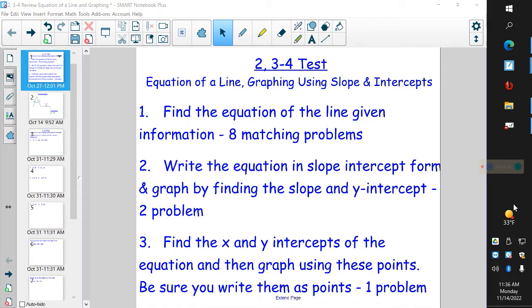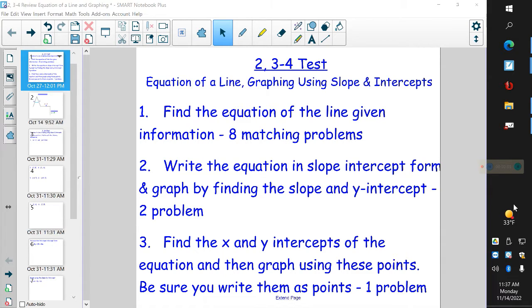Okay. Number 2, write the equation in slope-intercept form and graph by finding the slope and the y-intercept. So you are literally going to solve for y, find the slope, find the y-intercept, graph the y-intercept, and then graph another point using the slope. You have 2 problems like that. Then, the last one is going to be find the x and y intercepts of the equation and graph using just the x and y intercepts.